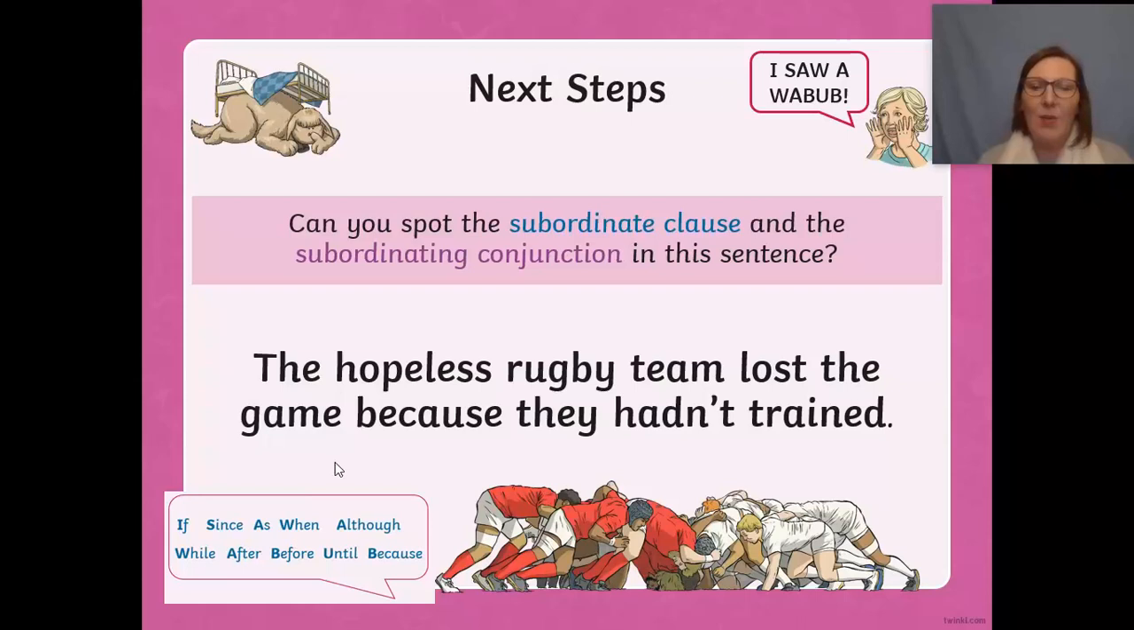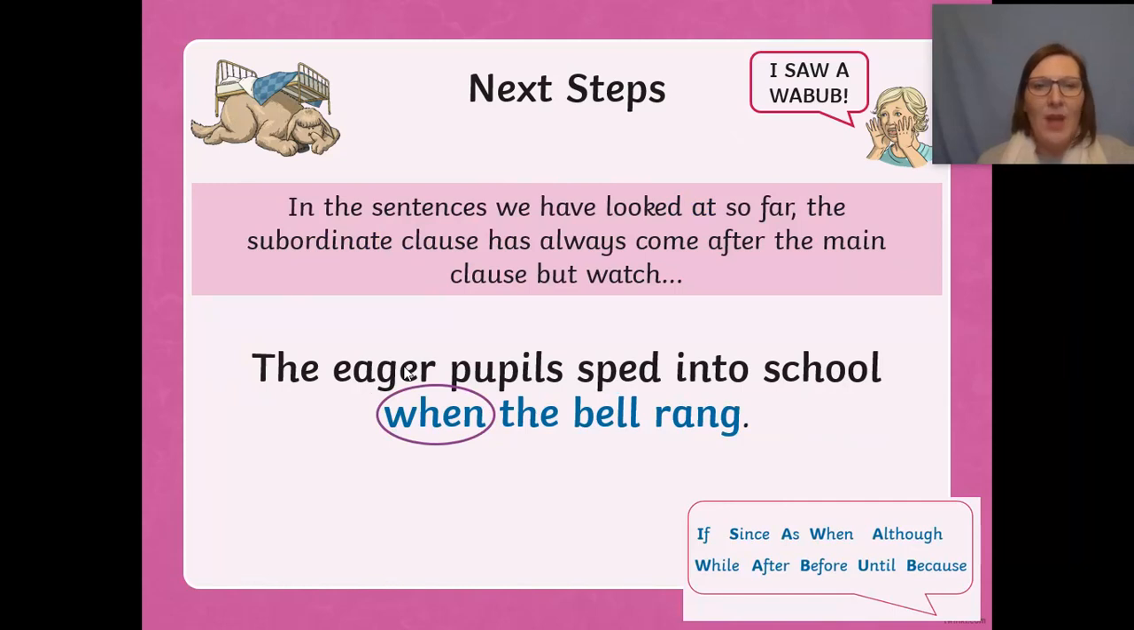Okay, welcome back. What did we decide? Well, if I see here, "because" is here, isn't it? So "because they hadn't trained" is going to be my subordinating clause, isn't it? And my subordinating conjunction, it's here. All right, "because they hadn't trained" is our subordinating clause, and "because" is our conjunction. Excellent, well done. Now, in the sentences so far, the subordinating clause has always come after the main clause.